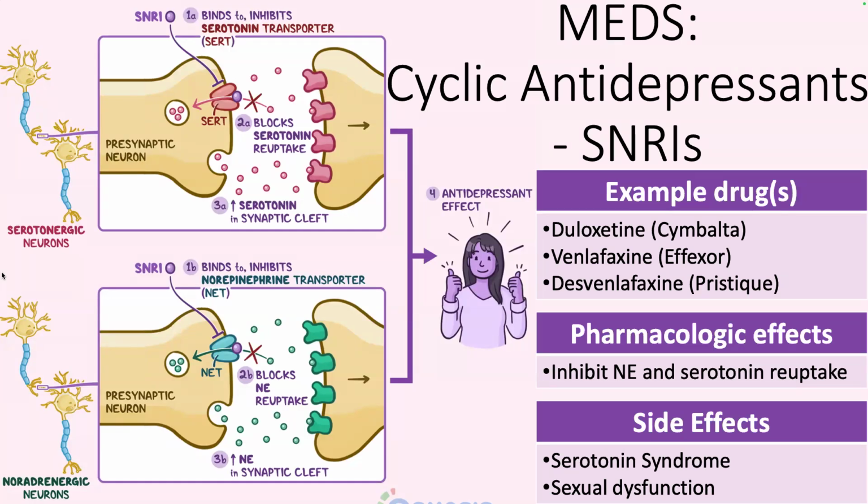Other cyclic antidepressants, SNRIs, serotonin and norepinephrine. They are inhibiting both. So we are worried about serotonin syndrome with these. SNRIs tend to have a high level of sexual dysfunction, which means that they tend to have a higher level of non-adherence from patients.